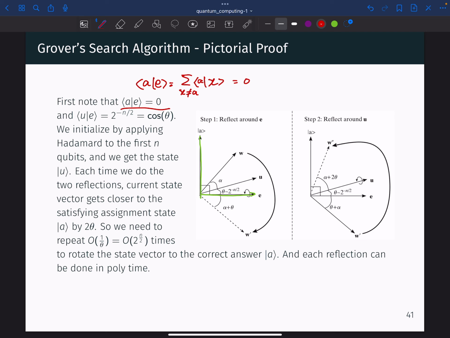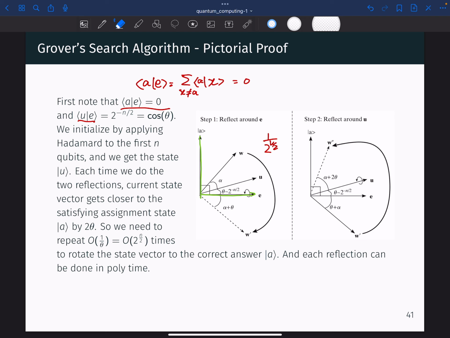The angle between U and E will be very small, basically 1/2 to the power of m divided by 2, because they only differ by the A vector. So if you write this out, you'll find that this will be a very small angle, which is 1/2 to the power of m divided by 2.